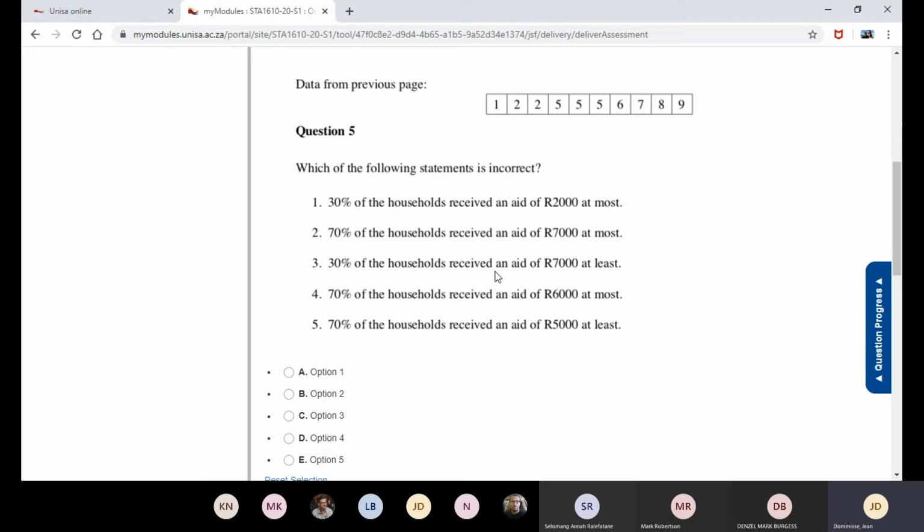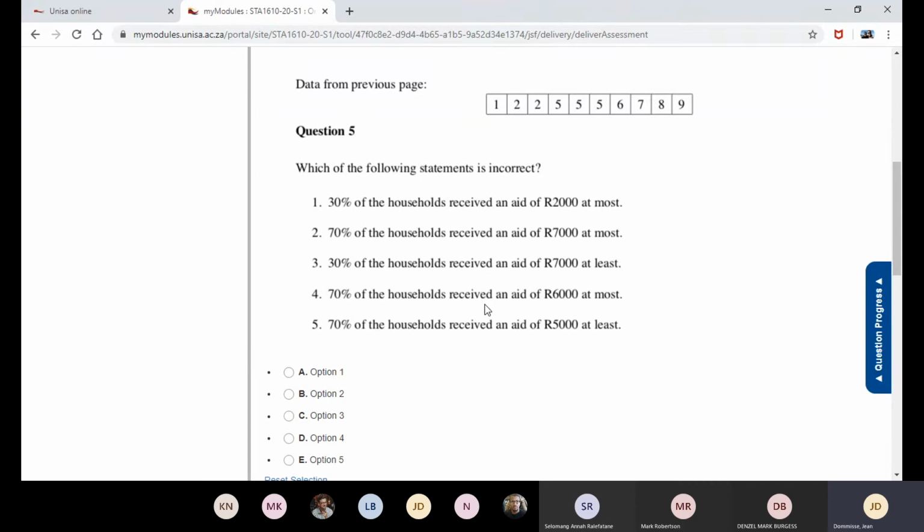30% of a household received an aid of 70,000 at least. At least 70,000. So it is 77, 8, and 9. So it is 50%. So that one is correct.